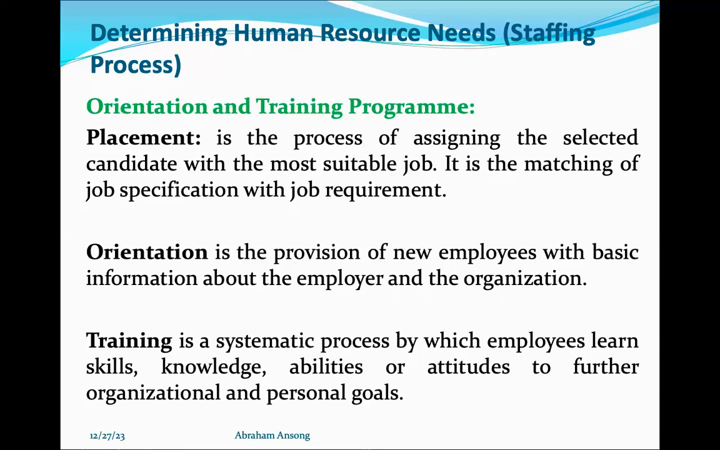So no matter how competent, no matter how intelligent somebody is, after the person has been employed, it will still be necessary for the organization to take the pains to take the person through some form of training, at least some training that is organization specific.